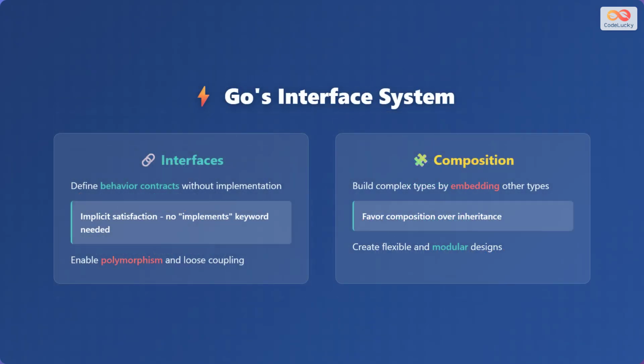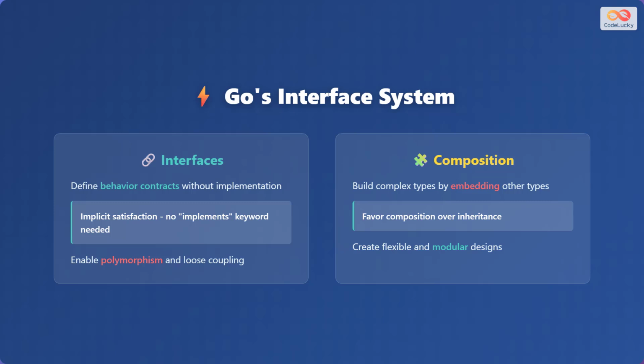Go's interface system and composition model provide the perfect foundation for implementing structural design patterns effectively. Interfaces in Go define behavior contracts without requiring explicit implementation declarations. Unlike many other languages, Go uses implicit satisfaction, meaning you don't need an implements keyword. If a type has the required methods, it automatically satisfies the interface. This enables powerful polymorphism and promotes loose coupling throughout your application design.